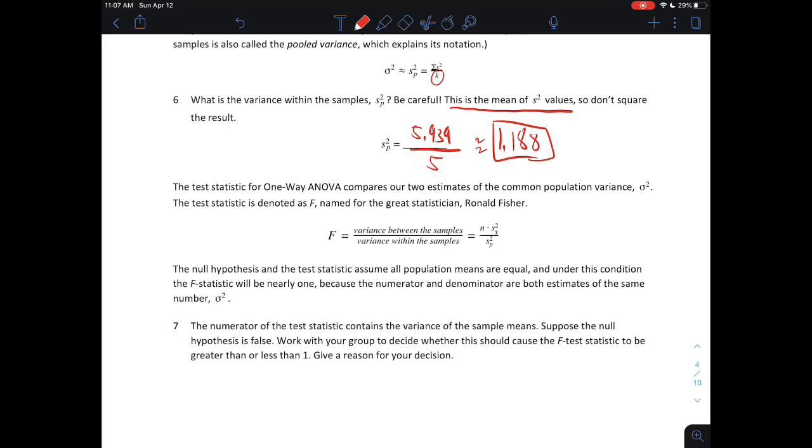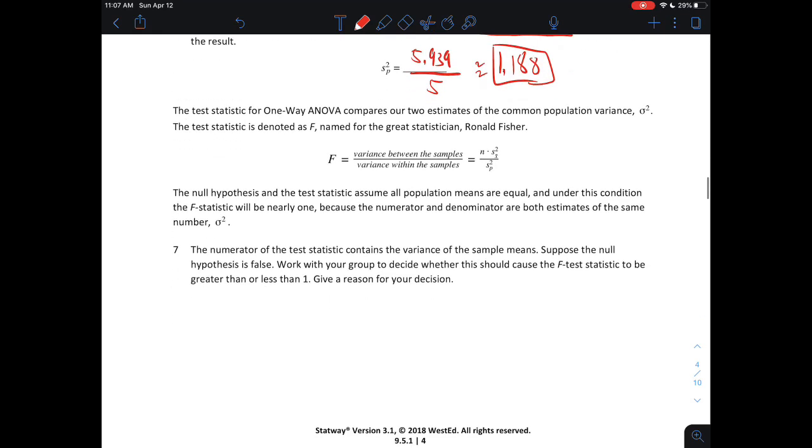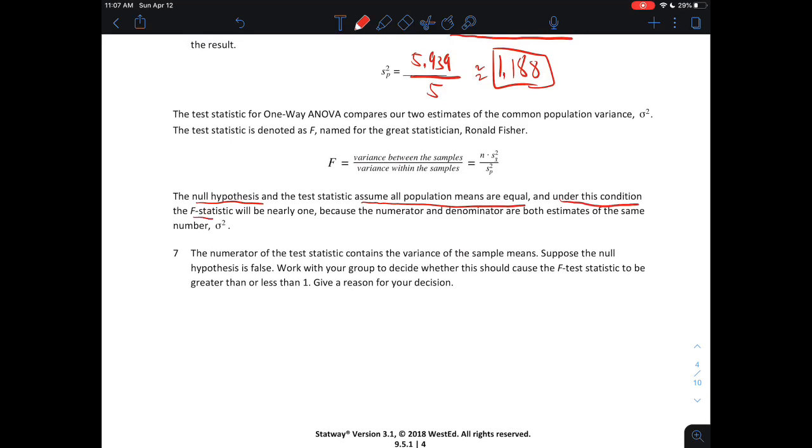Number 7, the numerator of the test statistic contains the variance of the sample means. Suppose the null hypothesis is false. Work with your group to decide whether this should cause the F test statistic to be greater than or less than 1. Give a reason for your decision. When thinking about this, take a look at the paragraph just before number 7. The null hypothesis assumes all population means are equal, so under this condition, the F statistic will be nearly 1 because the numerator and denominator are both estimates of the same number.